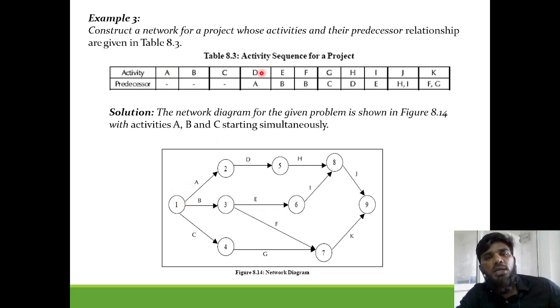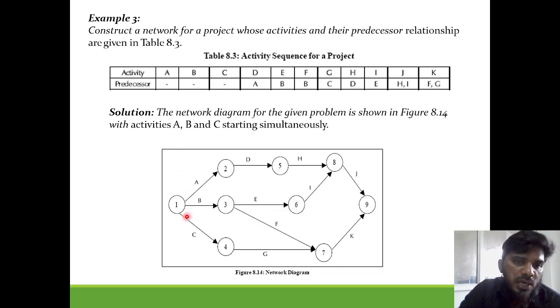Next, D is preceded by A, E is preceded by B, F is preceded by B, G is preceded by C, H is preceded by D, I is preceded by E, J is preceded by H and I, and K is preceded by F and J. In this way they have given. First of all, these three start at the same point. A, B, C all three are starting. I am giving the numbers 2, 3 and 4. Done. Now A precedes D. Once the completion of A is done, D will start.